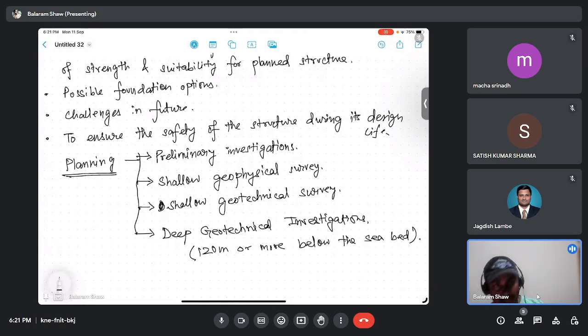Now we'll do the in situ investigation, and we'll collect some samples, and after collecting the samples we'll go to the lab and do the lab investigation also. Generally we'll do this using fixed platforms and mobile platforms. The platforms and all we'll be discussing later. Okay, so let us come to the questions.